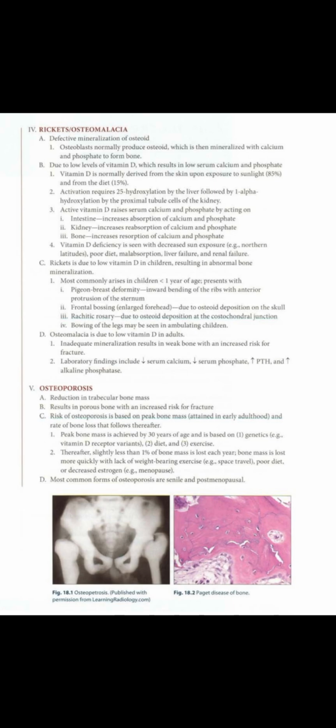calcium and phosphate. Kidney, increases reabsorption of calcium and phosphate. Bone, increases resorption of calcium and phosphate. Vitamin D deficiency is seen with decreased sun exposure, for example, northern latitudes, poor diet, malabsorption, liver failure, and renal failure.